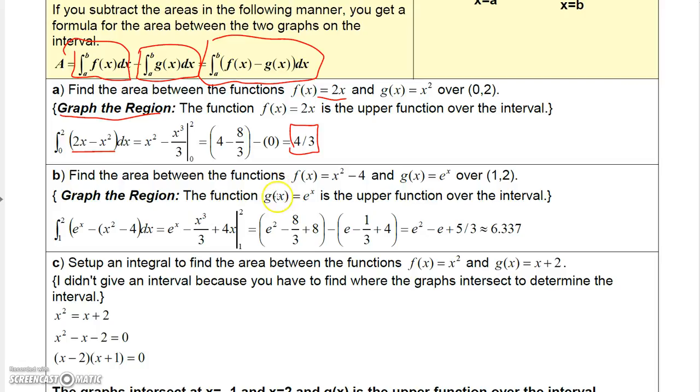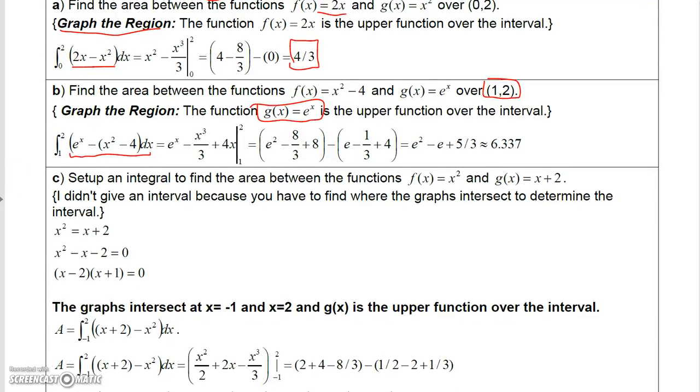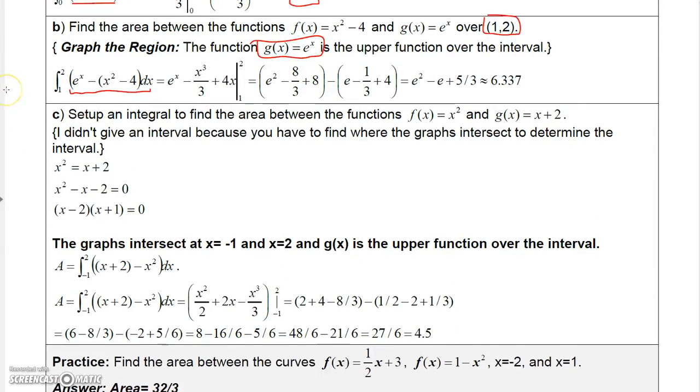Okay, here's another one. Find the area between the regions of x squared minus 2 and e to the x from x equals 1 to 2. Again, graph the region and you'll see that e to the x is going to be the higher function over that interval. So the area is going to be e to the x minus this function. So I'm going to have to integrate e to the x minus this function as x goes from 1 to 2. You can go through and see how I did the integration there. It involves e to the x, though.